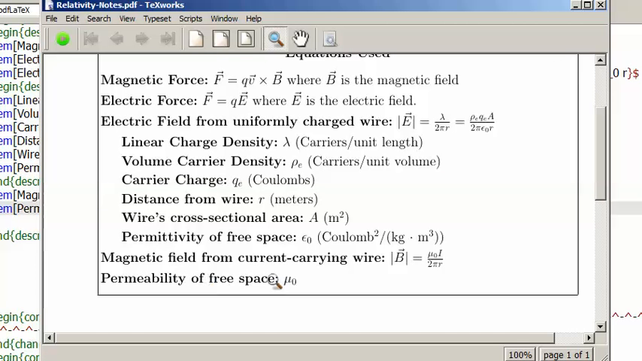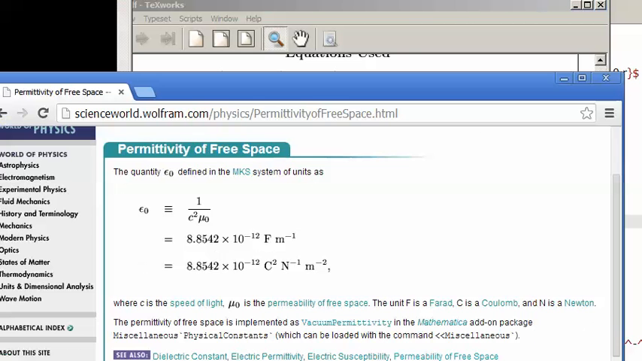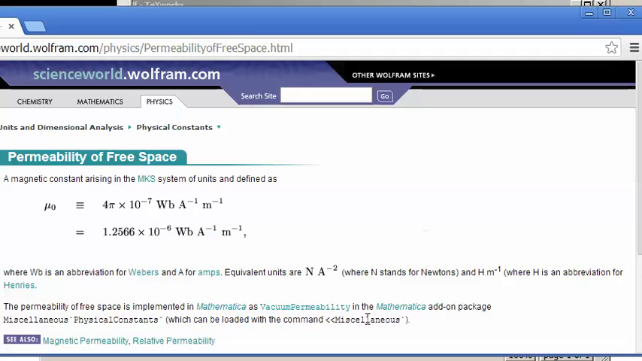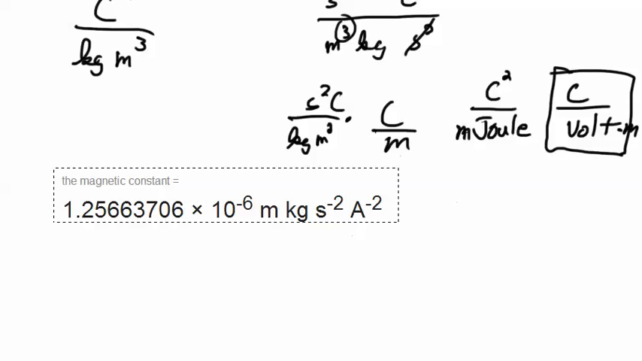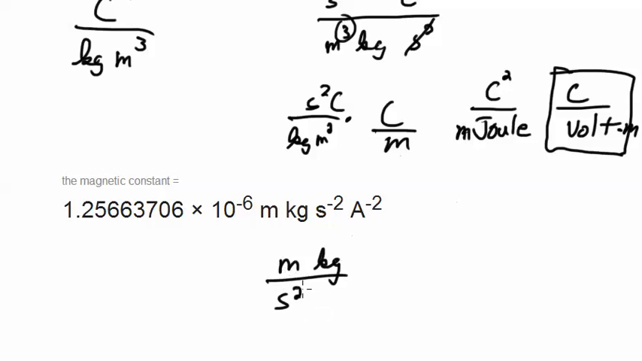And in the magnetic equation, the permeability of free space shows up. So let's just go ahead and click on here. This gives it in Webers per ampere per meter. It says equivalent units are newtons per ampere squared. However, it doesn't say whether that's equivalent units for Webers or equivalent units for permeability. Looking it up on Google, I see meter kilogram per second squared. Ampere is coulomb squared per second squared. Interestingly enough, the seconds just cancel out and you're left with kilogram meters per coulomb squared.